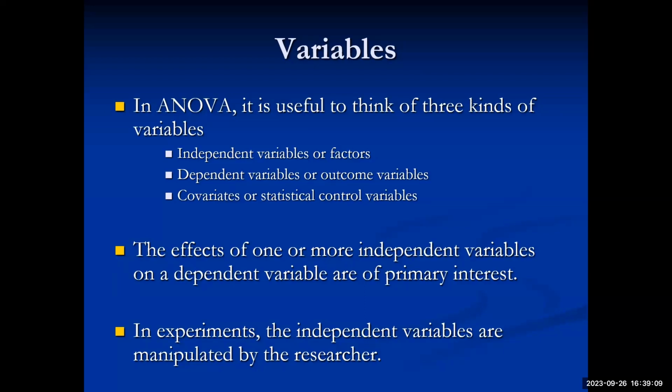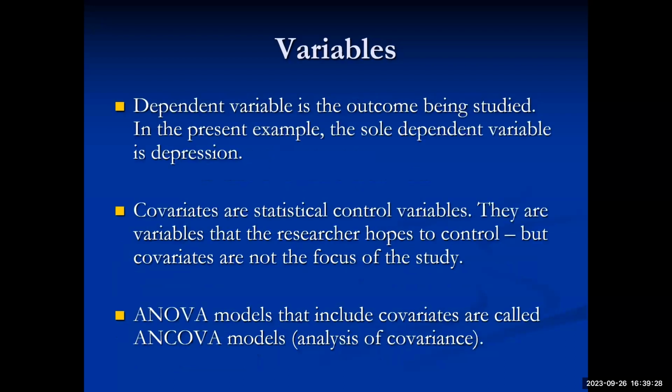Okay, so let's think of three types of variables in the ANOVA framework: independent variables or factors, dependent variables or outcome variables, and covariates or statistical control variables. The effects of one or more independent variables on a dependent variable are of primary interest in the approach. In experiments, the independent variables are manipulated by the researcher.